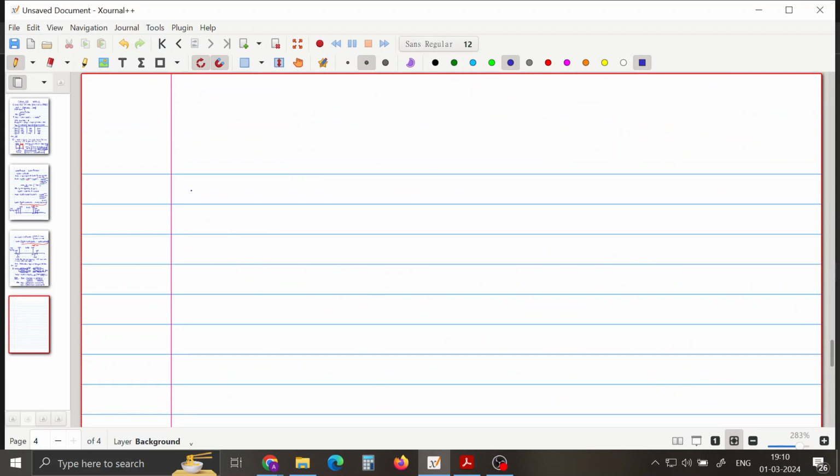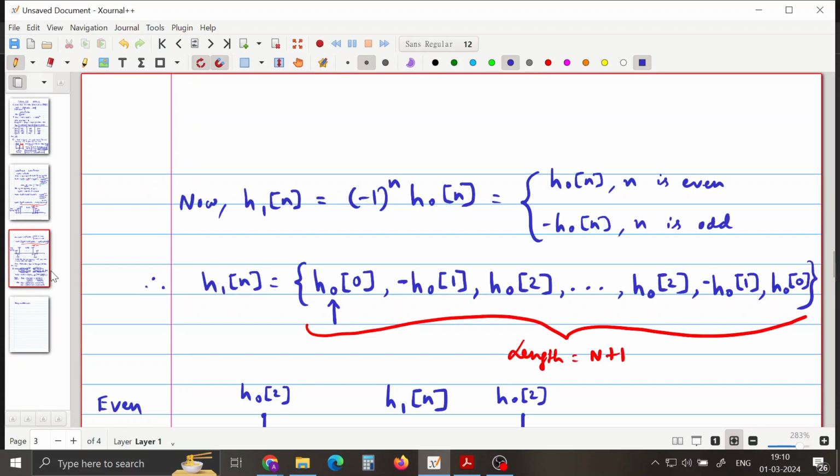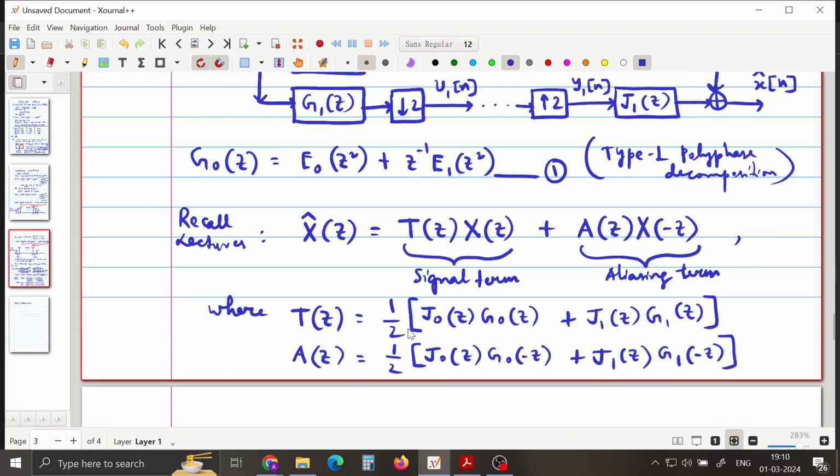Now, in our question, we are asked, first we need aliasing cancellation. So, aliasing cancellation constraint, which means that if you go back to your previous expression, it had a signal component and an aliasing component, right? X hat of Z. So this aliasing term must vanish, which means A of Z times X of minus Z should vanish. We can choose our filters such that this A of Z, because we don't have control on the input, X of minus Z is the spectrum of the shifted input, we can't regulate that. We can choose our filters J and G such that this A of Z can be made 0, which can alleviate your aliasing term. So that's what we are going to do.